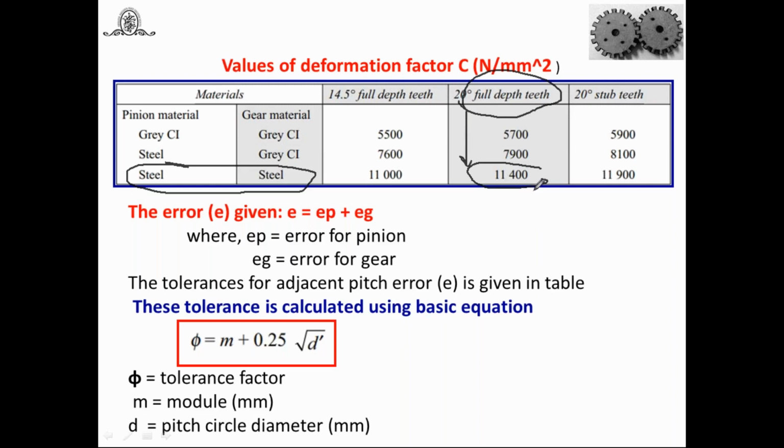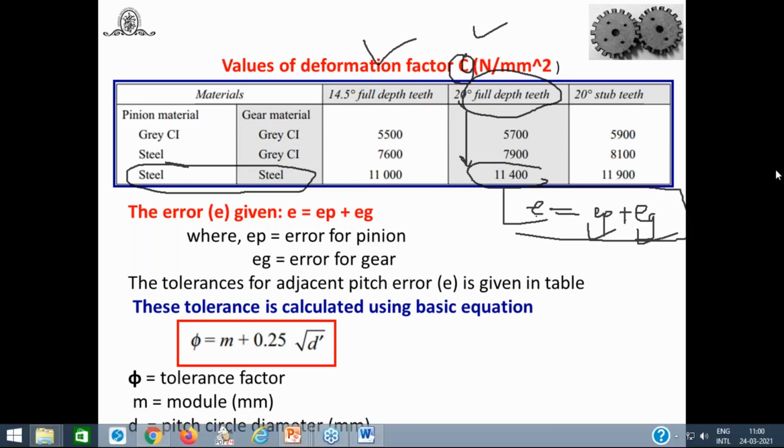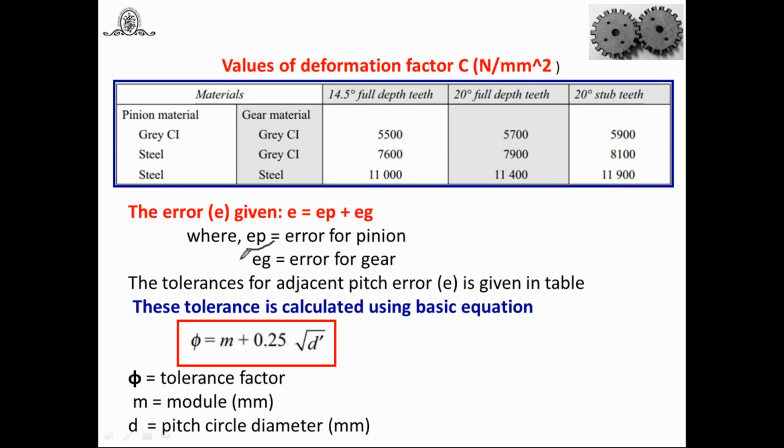There are different ways to take the value of this deformation factor, by using the formula or directly by referring to the chart. Now you have the value of C. What is the remaining E? E is the total error. Some of the errors are on the pinion and some on the gear. How to calculate? E is equal to EP plus EG. So first of all, find out EP and EG, the error for pinion and error for gear.